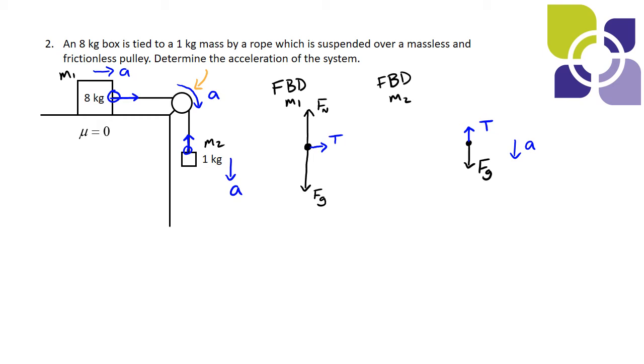So you can see that this tension is actually acting in different directions for each block. It's acting to the right for mass 1 on top, and it's acting upwards for mass 2. So what that means is that the pulley redirects the tension. It's still the same rope, so the tension is still equal for each mass, but they're acting in different directions because that tension has been redirected by the pulley.